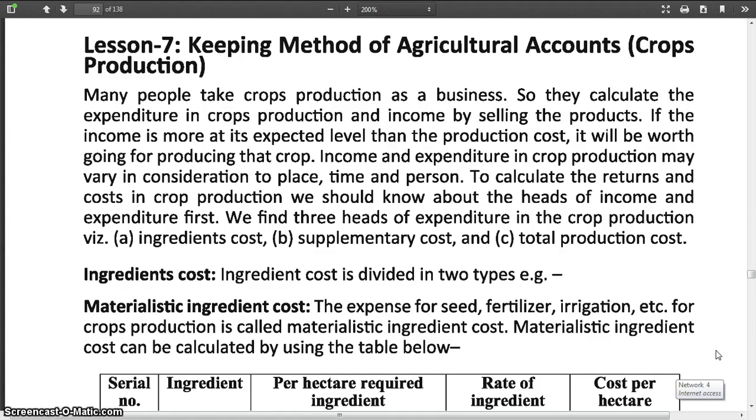Dear students of class 7, today I am going to discuss the keeping method of agricultural accounts, crop production. This is under lesson 7.